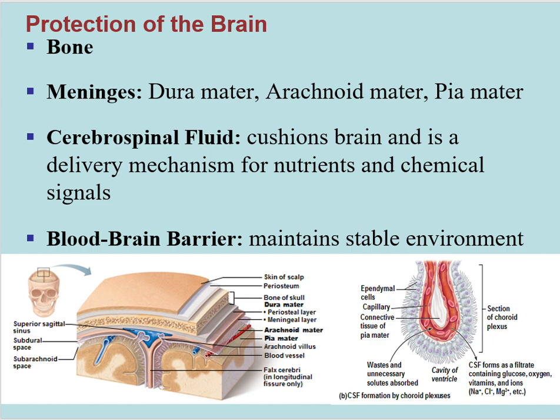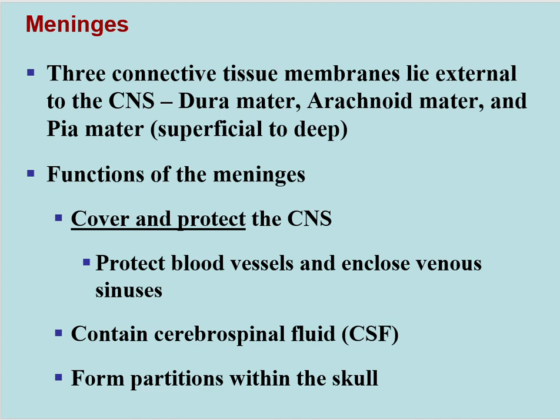We have bone, that's the skull, meninges, which include the dura, arachnoid, and pia mater. Cerebrospinal fluid, which is also known as CSF, is going to cushion the brain. It's a delivery mechanism for nutrients and chemical signals. And the blood-brain barrier helps maintain a stable environment. Now let's look more at the meninges first.